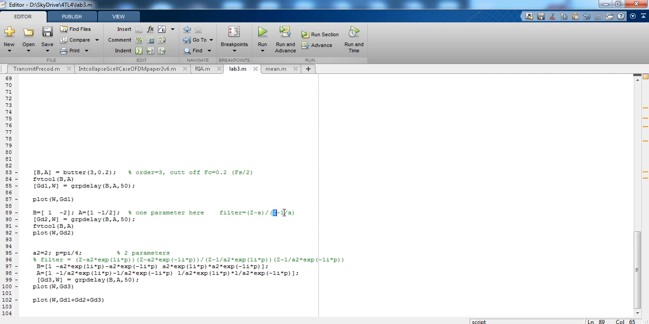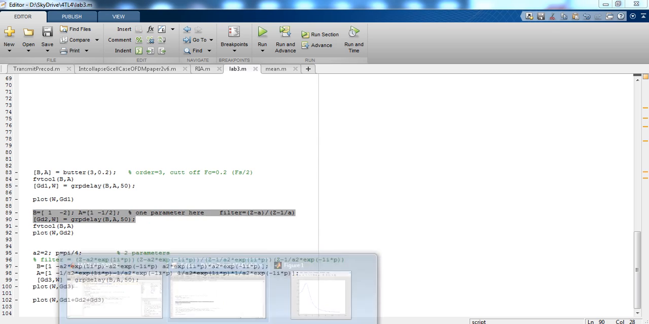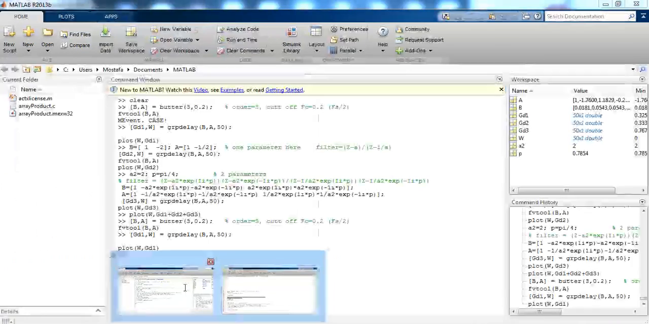Find the magnitude and phase responses. You'll find the magnitude response depends on a only. This is easy, you can do it. So let's say that I choose these parameters. The coefficient here is 1, and I suppose a equals 2. So the numerator is 1 and negative 2, and the denominator is 1 and negative a half. Let's see the group delay now.